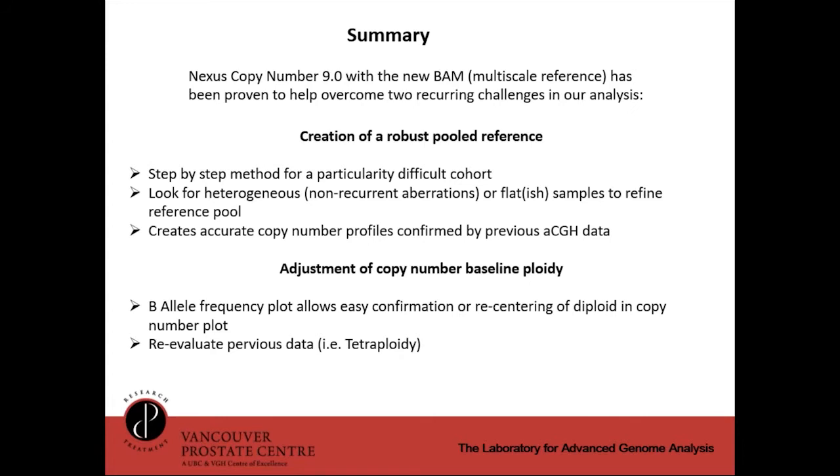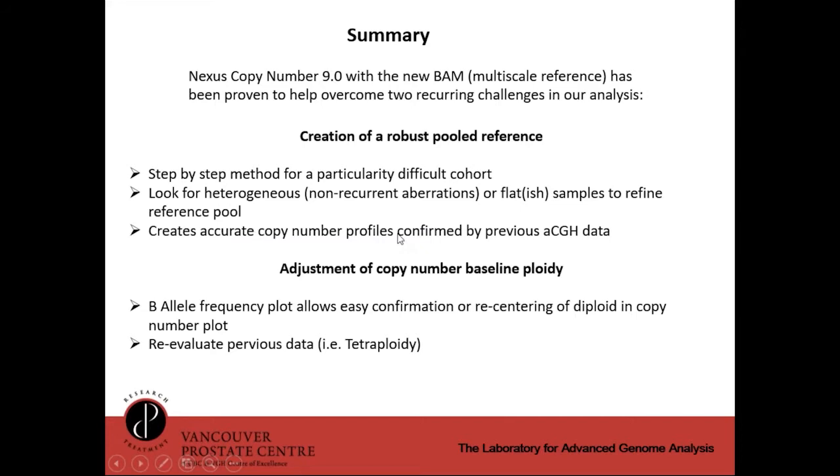So Nexus Copy Number 9 with that new BAM multiscale reference has proven to help me overcome two recurring challenges that we've had in our analyses. The two things I hope I showed today were, first, the creation of a robust pooled reference by a step-by-step method for a particularly difficult cohort. I was pretty scared that this wasn't going to work at the beginning, and just by attacking this piece by piece, I think it worked out really well at the end. I did that by looking for heterogeneous or non-recurrent aberrations or flattish samples in order to refine my reference pool. I really went on the hunt for flat guys on this one, and it really paid off.